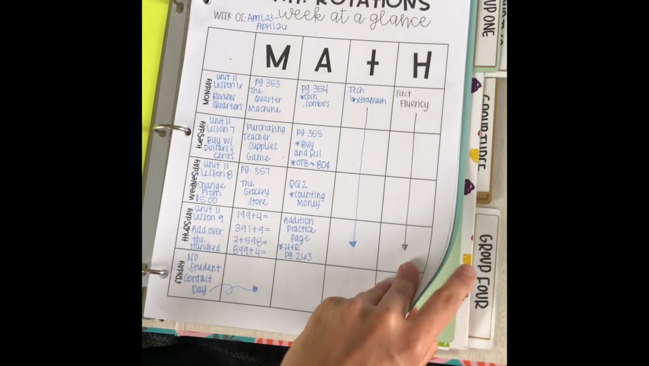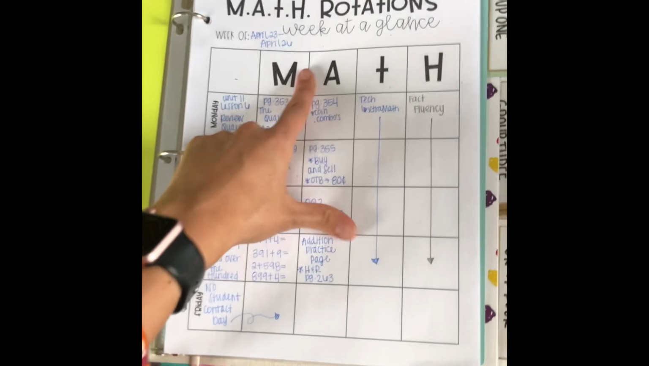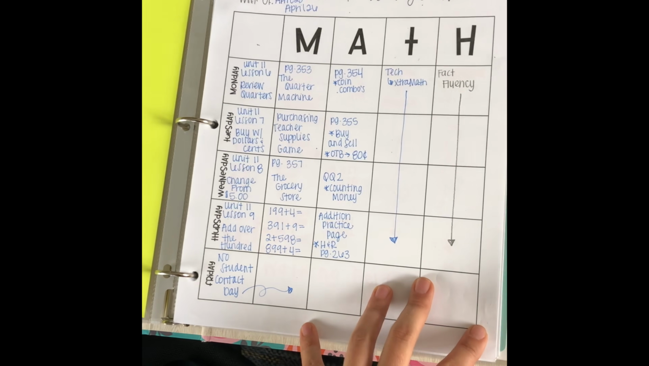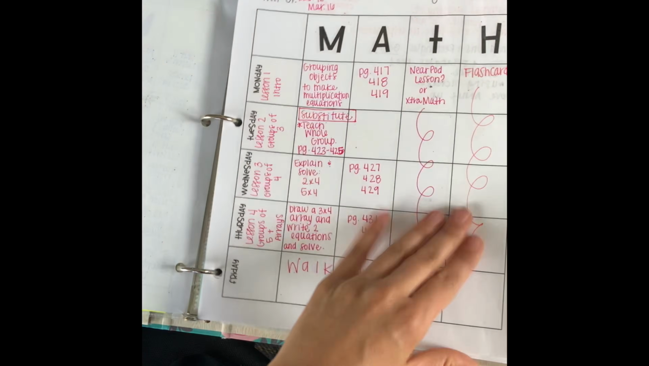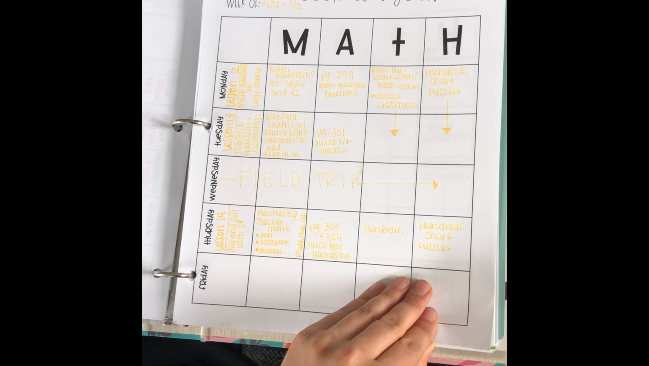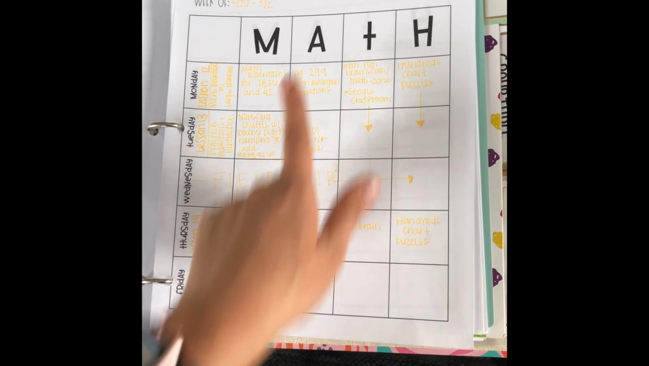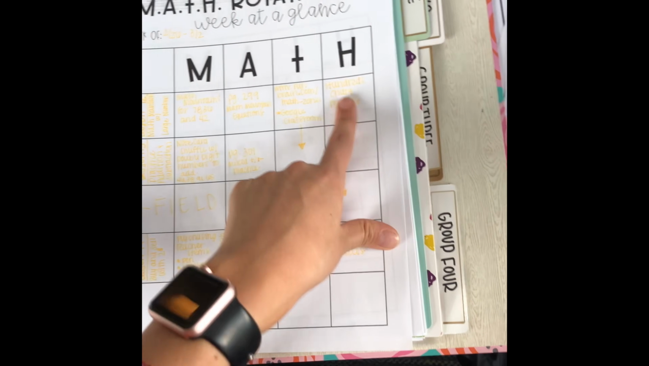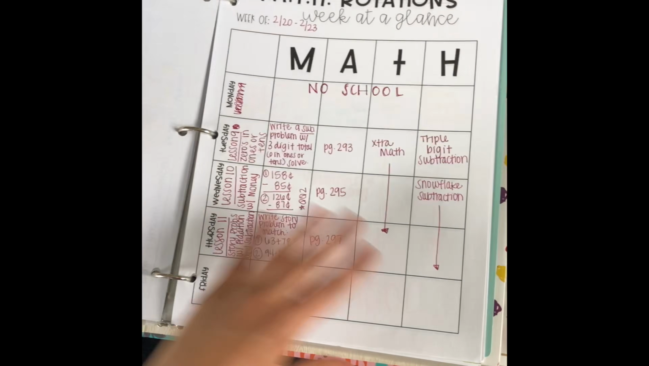But then the first thing I have is all of these week at a glance sheets, and this is kind of where I do my whole planning for the week. And like I already showed you guys, I plan out my small group, what they're doing at their seat for each day, what we're doing for technology that week, and hands-on.